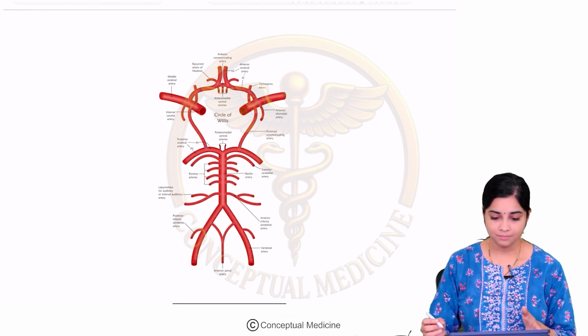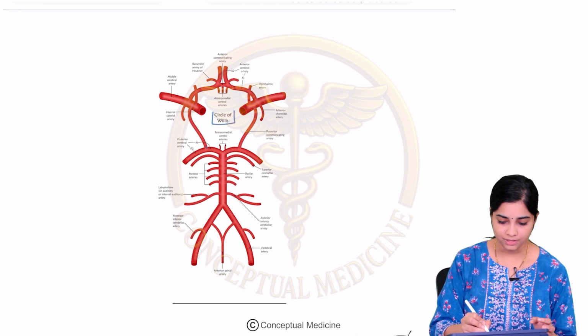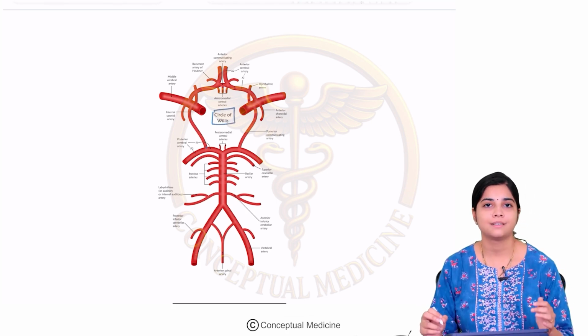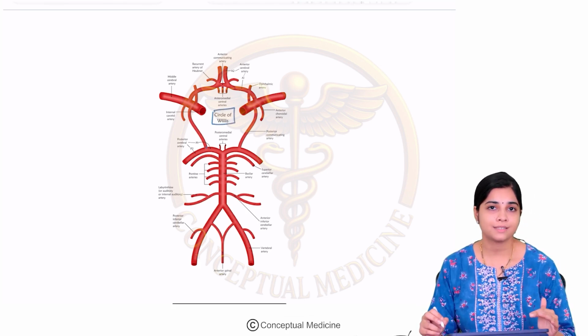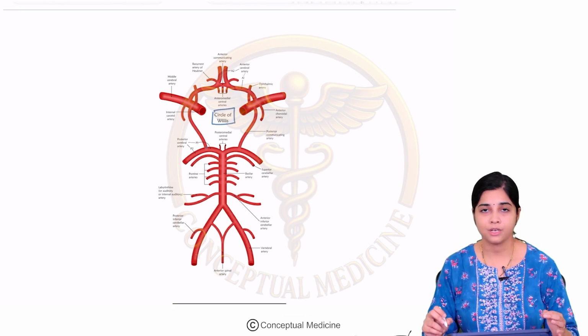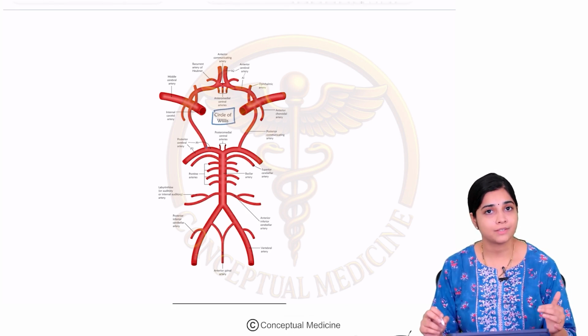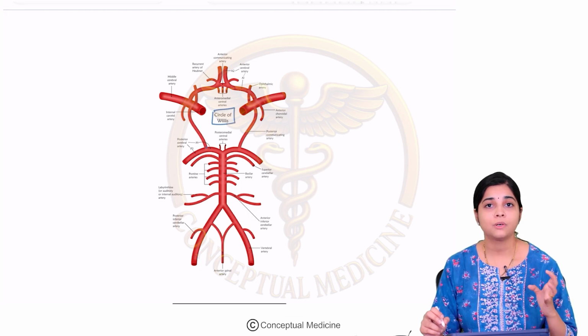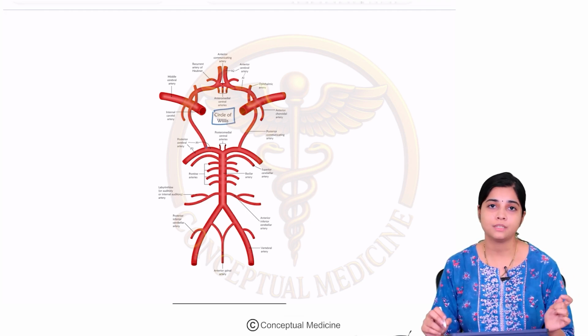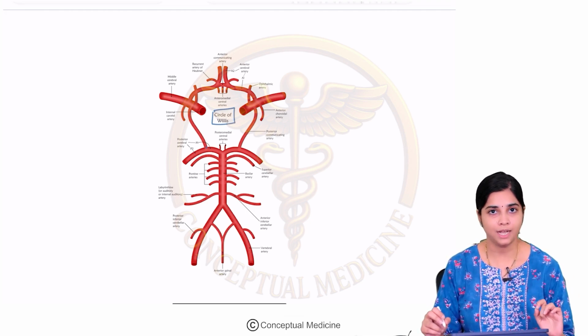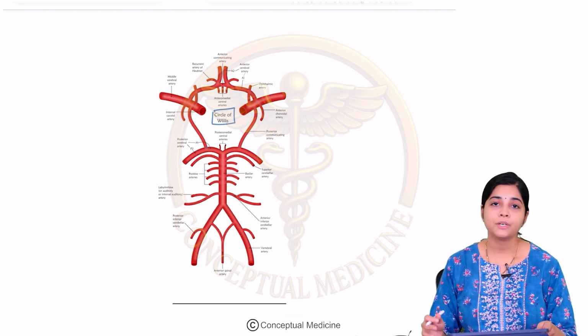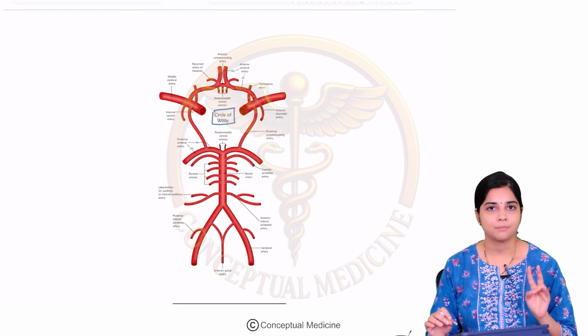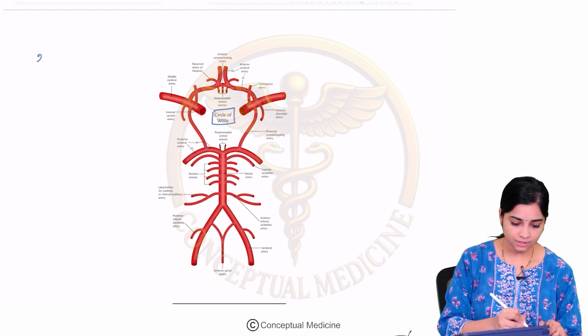This is nothing but your circle of Willis. Before understanding how to localize your stroke, you will have to understand the vascular anatomy of the brain, and also how each vessel, when it is blocked, produces what kind of symptoms. Predominantly the circle of Willis comprises two major arteries.